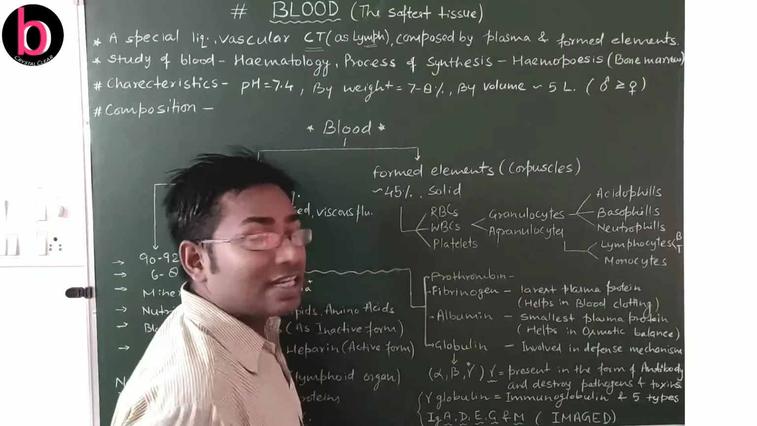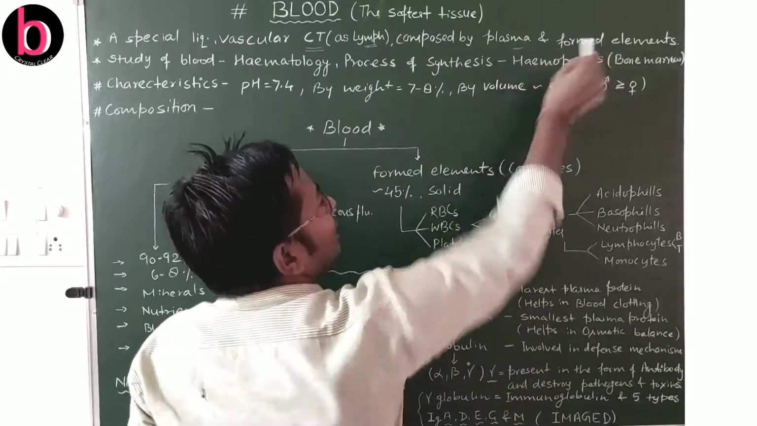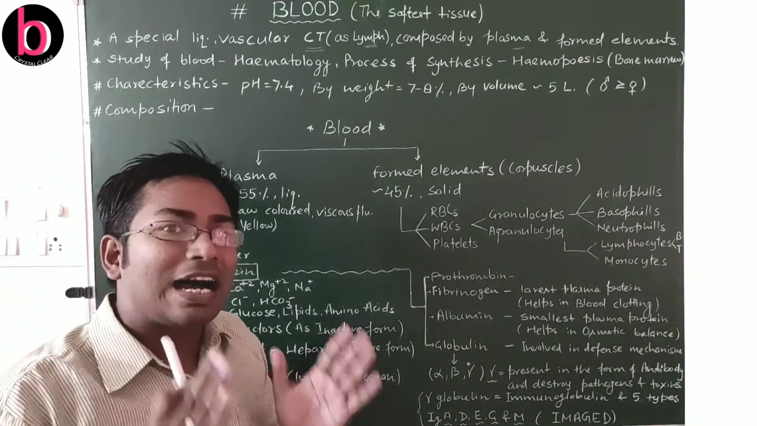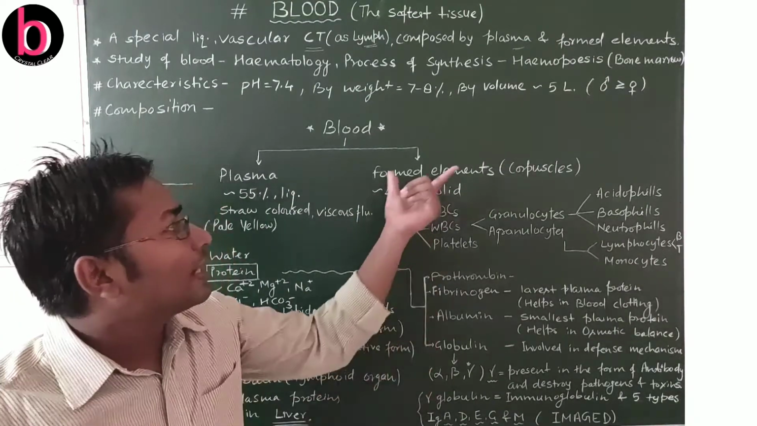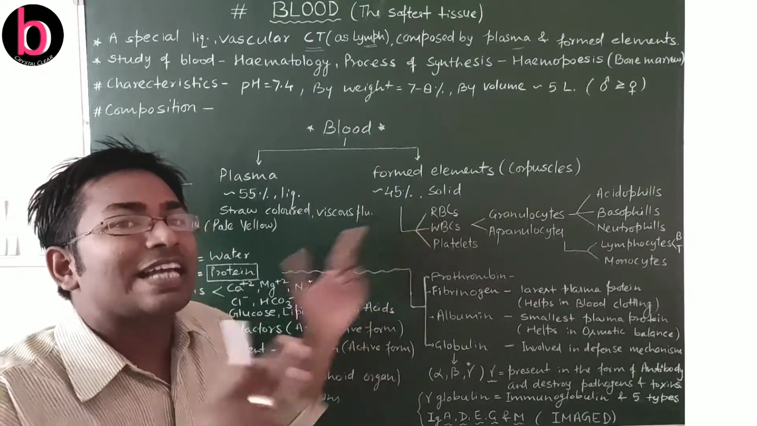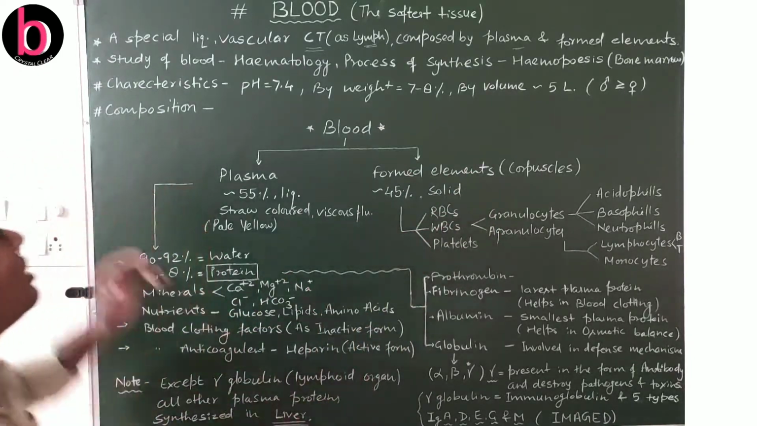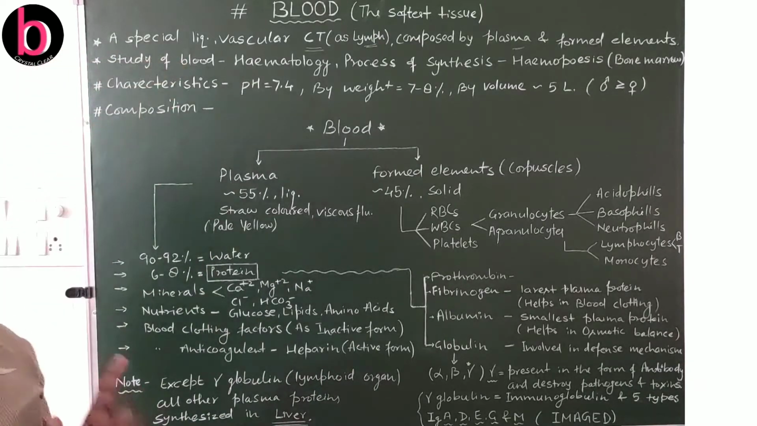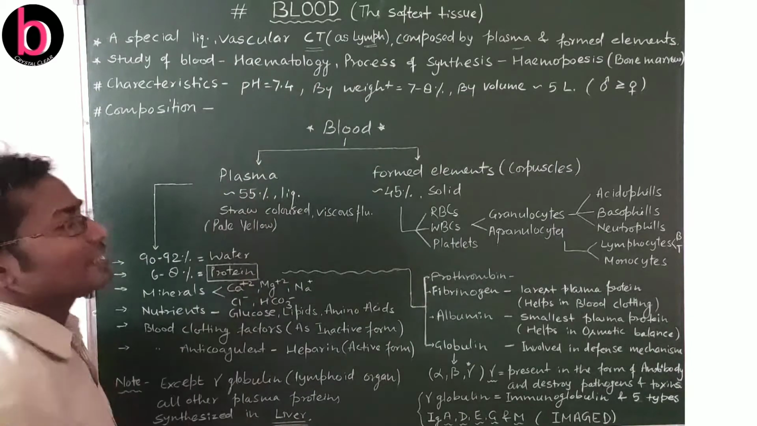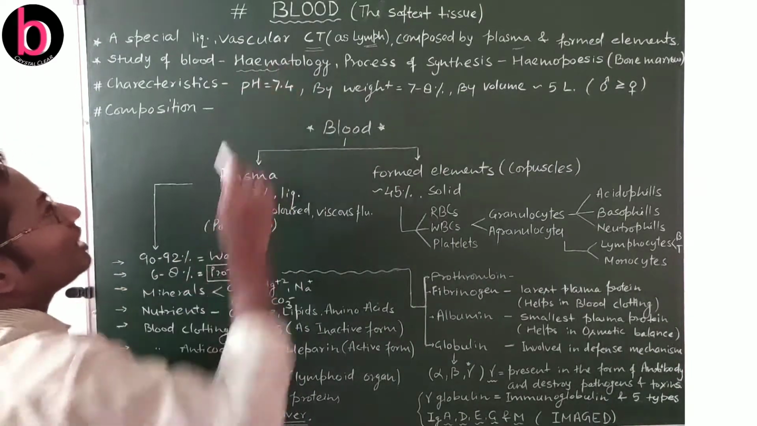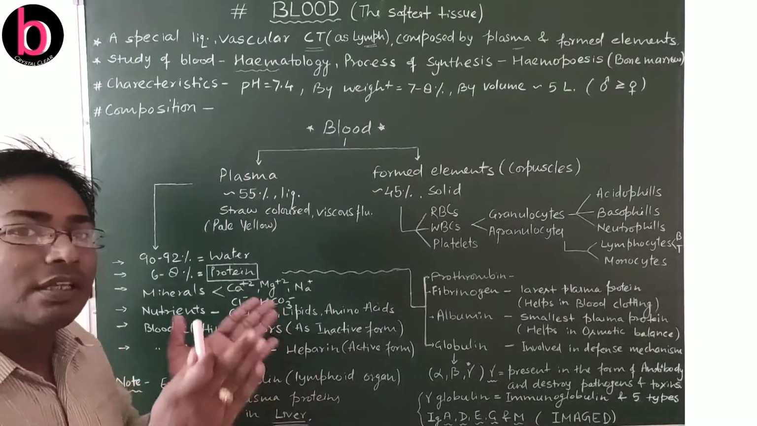Here blood is composed of plasma as well as formed elements. Formed elements are also known as blood corpuscles. They are of three types, and we will discuss these. But first, there are a few pieces of information. First, the study of blood is known as hematology. We earlier discussed that the word heme is related to blood.